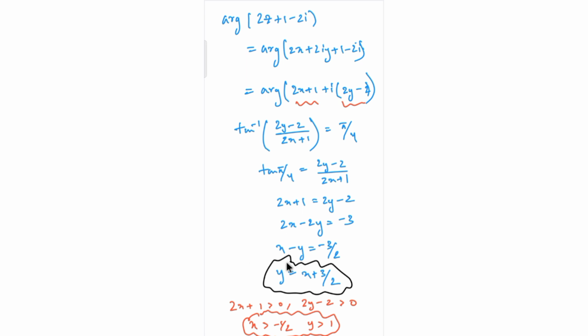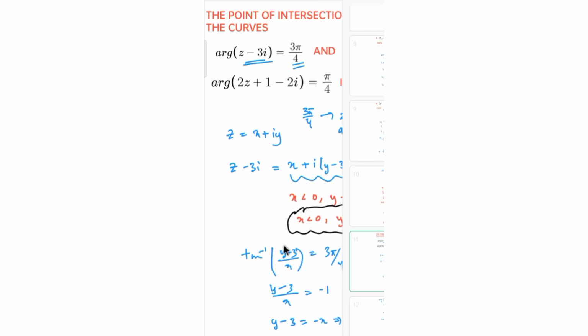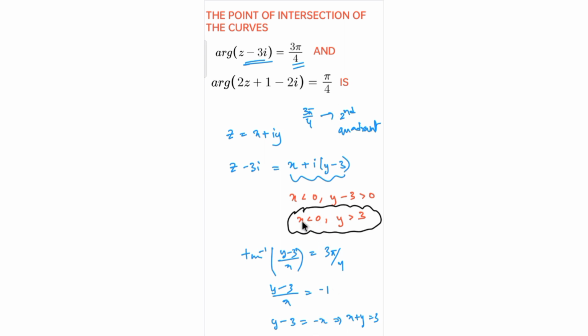So we should not plot for the values less than minus 1 by 2; x should be greater than minus 1 by 2 and also y should be greater than 1. In the same way, in this case x should be less than 0 and y should be greater than 3. We should not plot for values where x is greater than 0, we should only plot for x less than 0, because then only the condition is satisfied, that is the argument is 3 pi by 4.